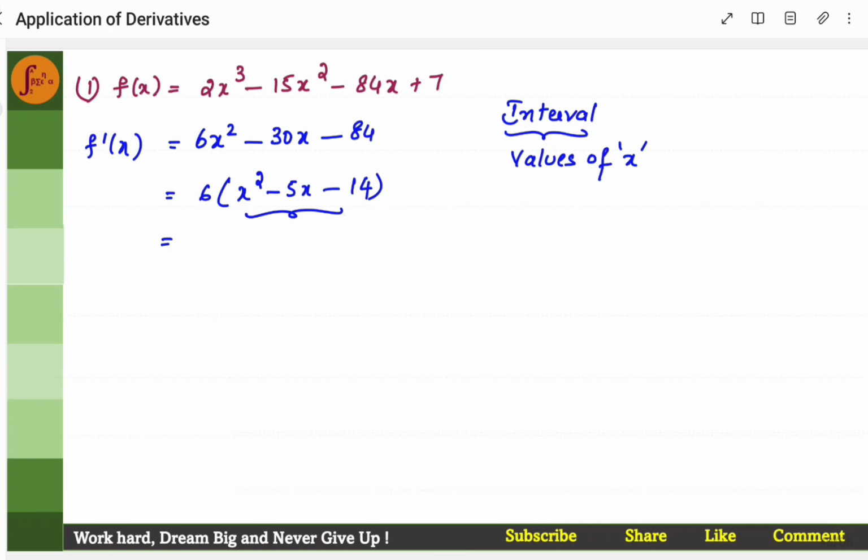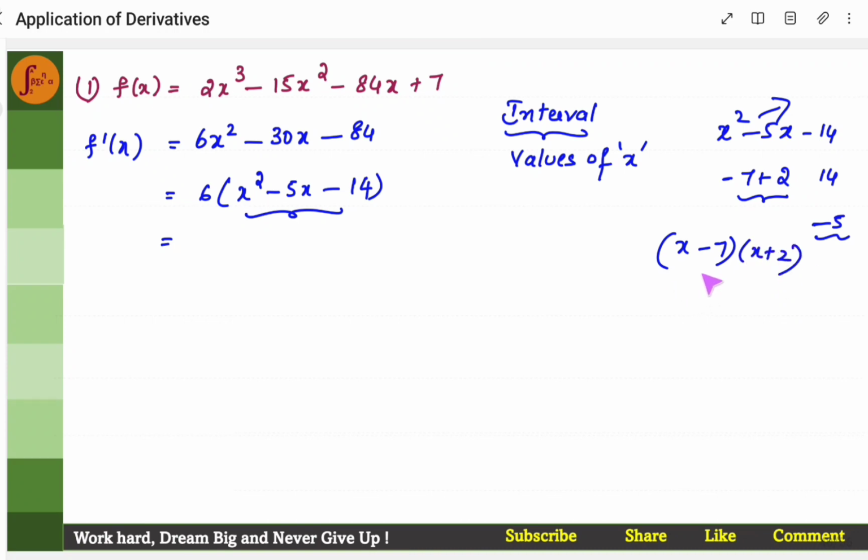So it would be 7 2s are 14, right? Let me solve this. 7 2s are 14. I can take two numbers. I need minus 14, so let me put minus 7. And when I add these numbers, I should get minus 5. Minus 7 plus 2 is minus 5. So the roots are x minus 7 and x plus 2. Right? So it is 6 into x minus 7 into x plus 2. Basically, x is equal to 7. X is equal to minus 2.